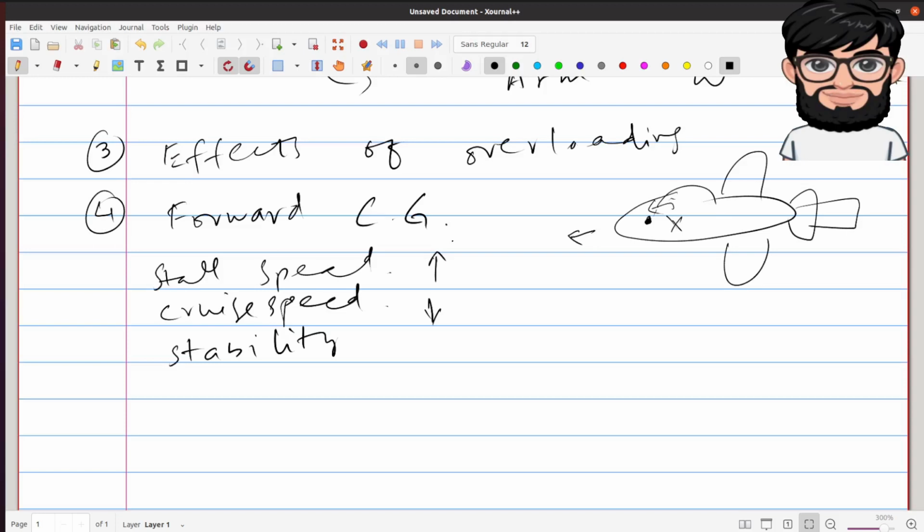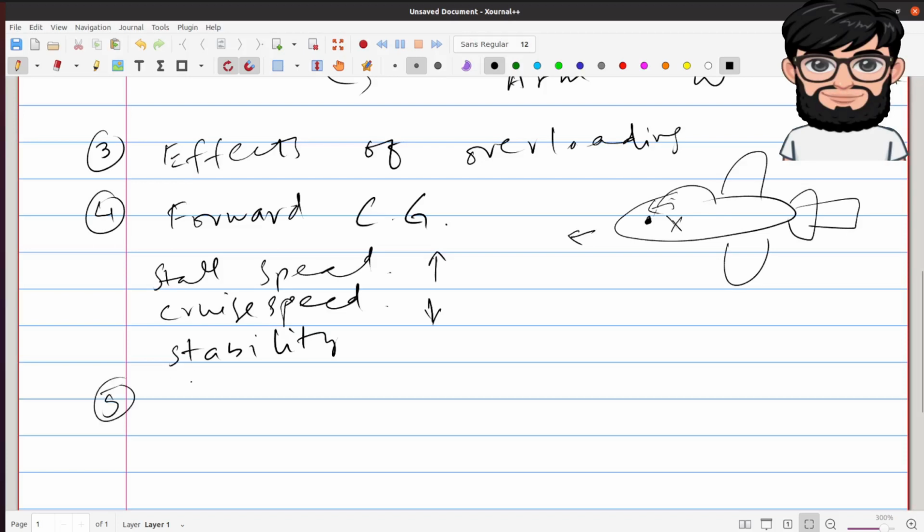And another thing is the back elevator pressure is gonna be high too, which is what is gonna happen is you're gonna have longer takeoff rolls, and also a problem with the landing flare too.